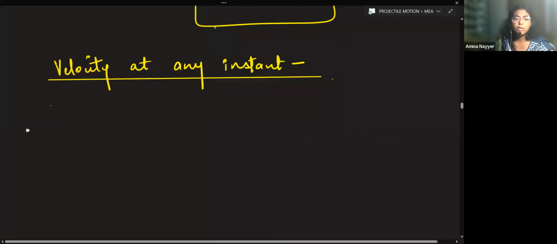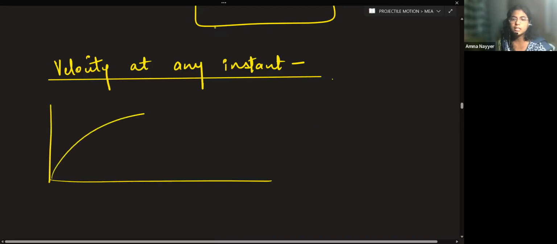Now velocity at any instant. We have initial velocity, that was u. We are not talking about this. We are talking about a random velocity. Let me choose this point.